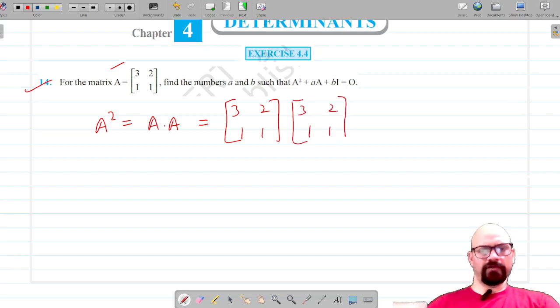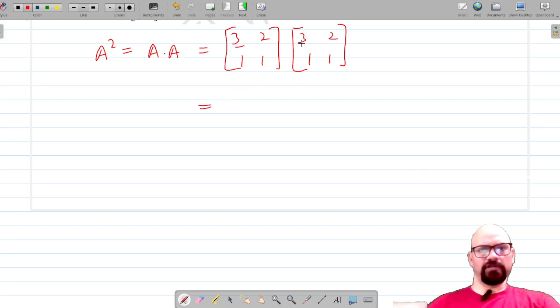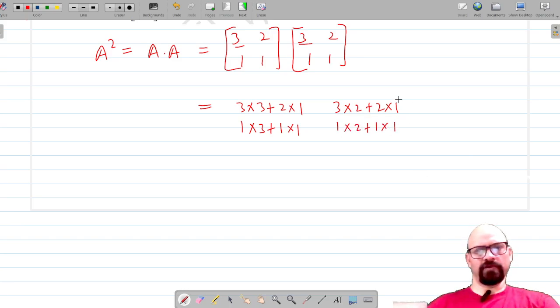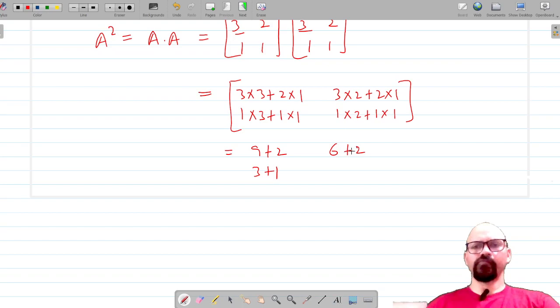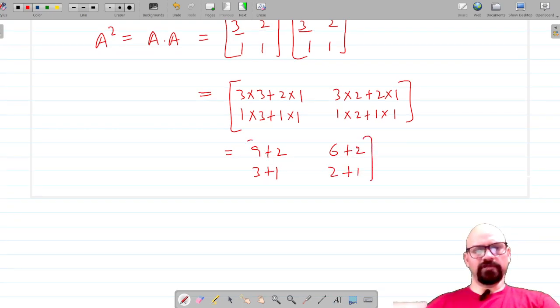times [3, 2; 1, 1]. Okay, so now this is equal to 3 into 3 plus 2 into 1. Next is 3 into 2 plus 2 into 1. Next is 1 into 3 plus 1 into 1. Next is 1 into 2 plus 1 into 1. Okay, this is equal to 9 plus 2, 6 plus 2, 3 plus 1, and 2 plus 1, which gives us A squared as [11, 8; 4, 3].